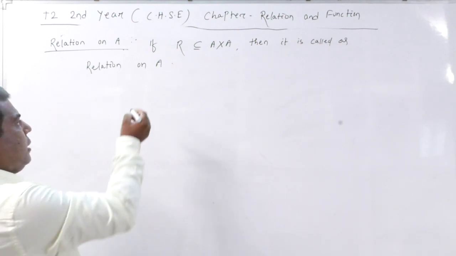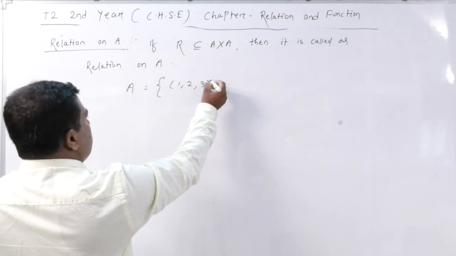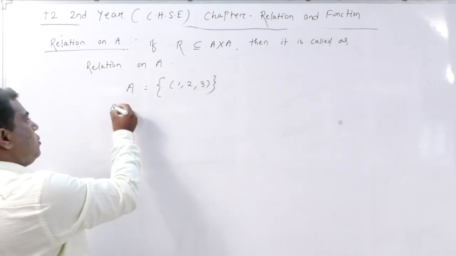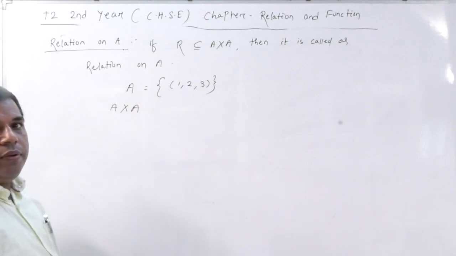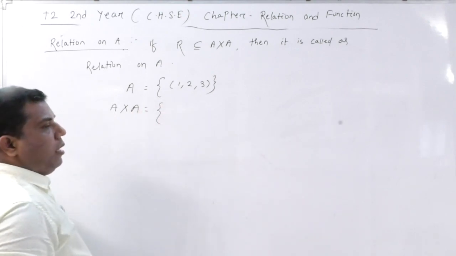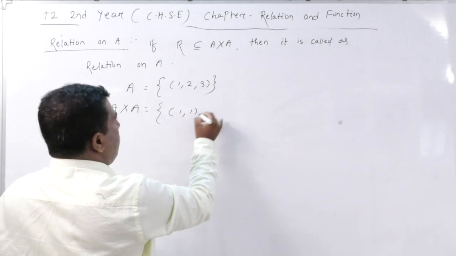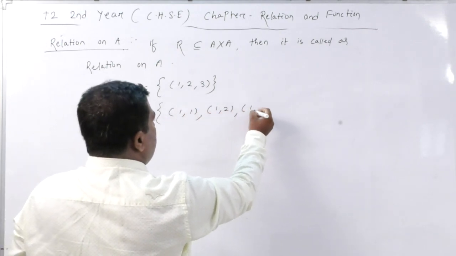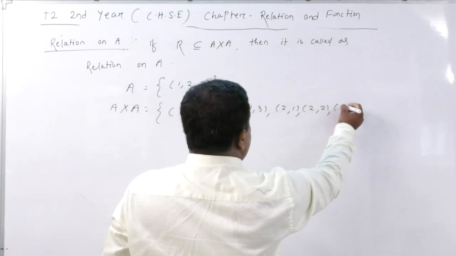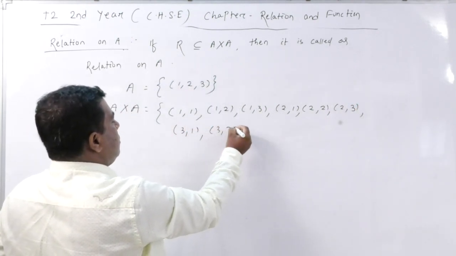Now let us take a set A equal to {1, 2, 3}. Now we don't need another set, we are going to make the cross product of A with itself. So what is A cross A here? Yes, it is very correct. It is (1,1), (1,2), (1,3), then (2,1), (2,2), (2,3), then (3,1), (3,2), (3,3).